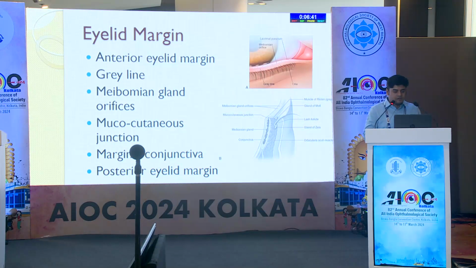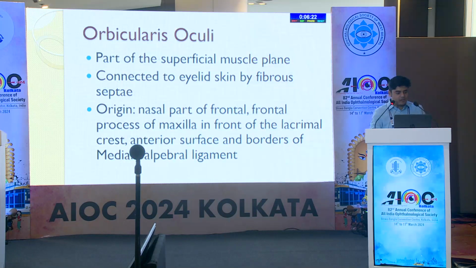The other structures of the eyelid margin from anterior to posterior are the anterior eyelid margin, then the gray line, which is formed by the insertion of the muscle of Riolan, then the meibomian gland orifices, the mucocutaneous junction, the marginal conjunctiva, and the posterior eyelid margin. The marginal conjunctiva extends up to the epitarsal border.